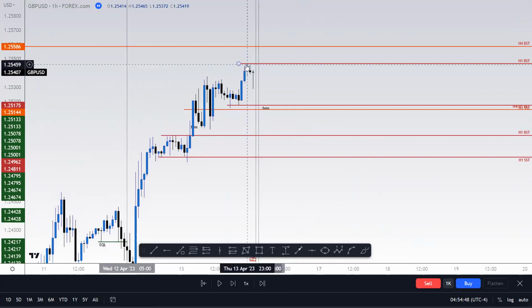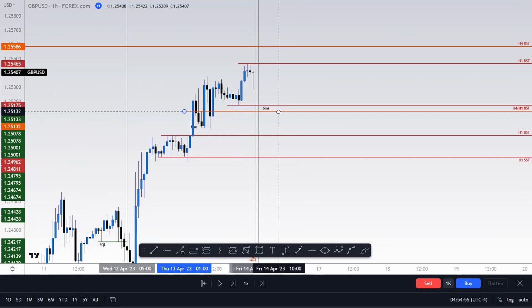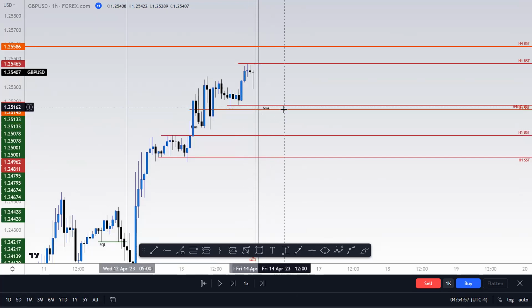Right, so we have the H1 buy side target and we have the H1 sell side target down here. Okay, simple as that. Something in the way. Is it this? And delete that. Okay. And delete this one as well, and delete this one as well.